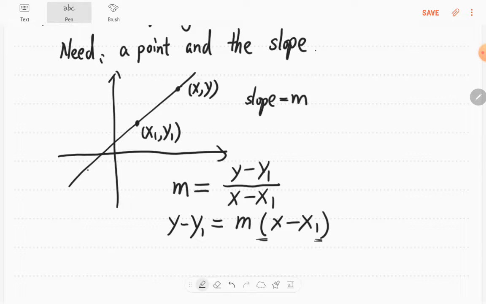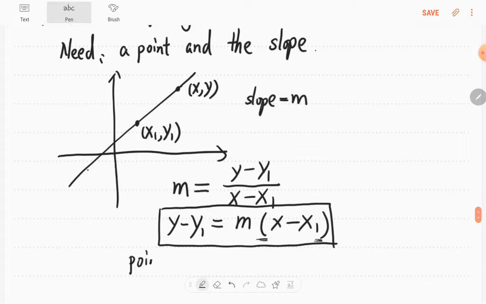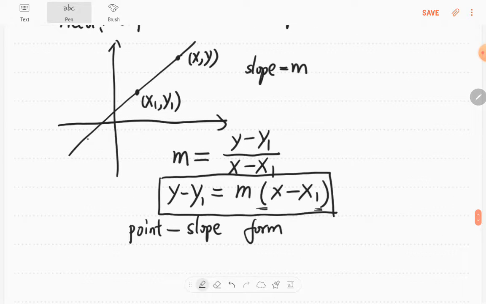This is called the point slope form. So this is the equation of a straight line. The form is called the point slope form. You need to memorize this form. In other words, if we know a point x1, y1, and we know the slope, then we just plug in to get the equation.